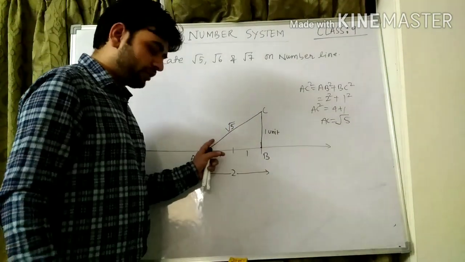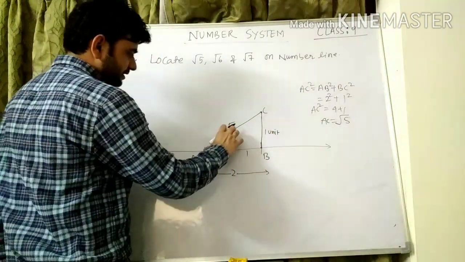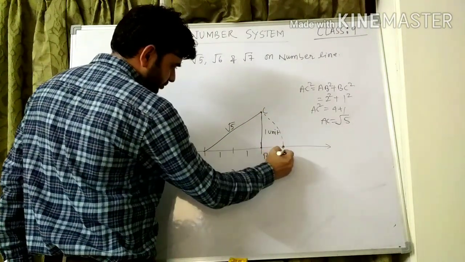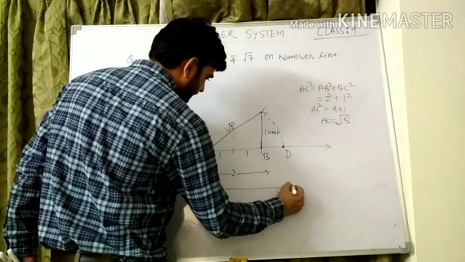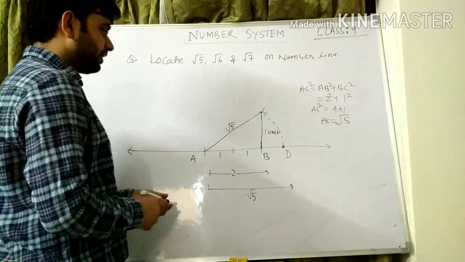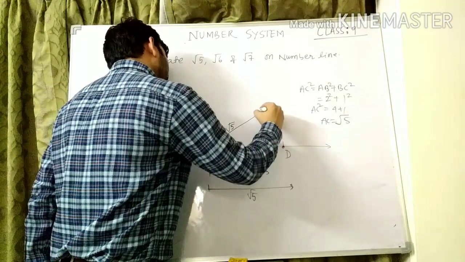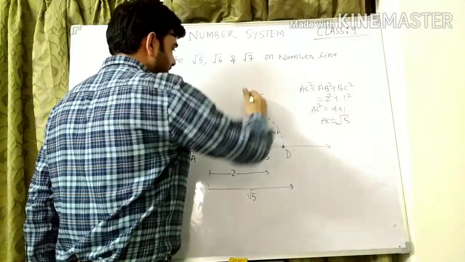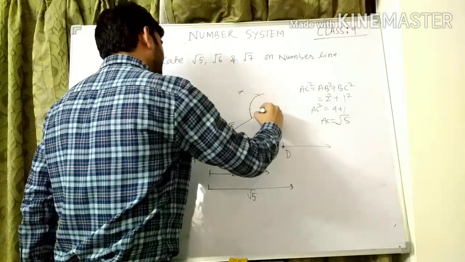Here we got root over 5. So putting this compass here on 1 point, you will locate this point. Fixing this point, this will be point D. So AD length will be root over 5. In the same way, on the point C we will again make a 90 degree. Using this compass, just fix this value, cut this point, and you will mark it here, it will be 90 degree.